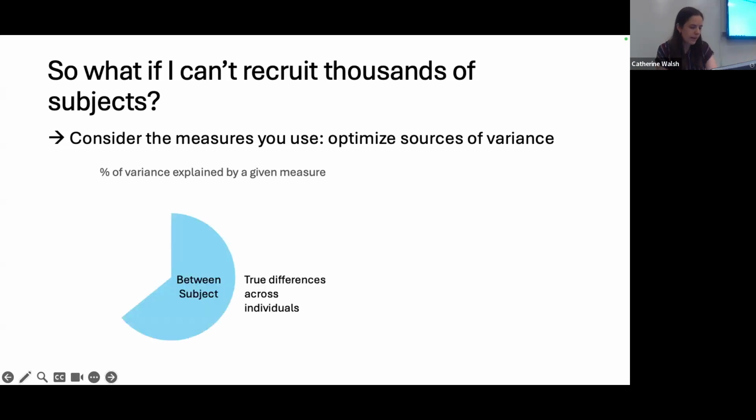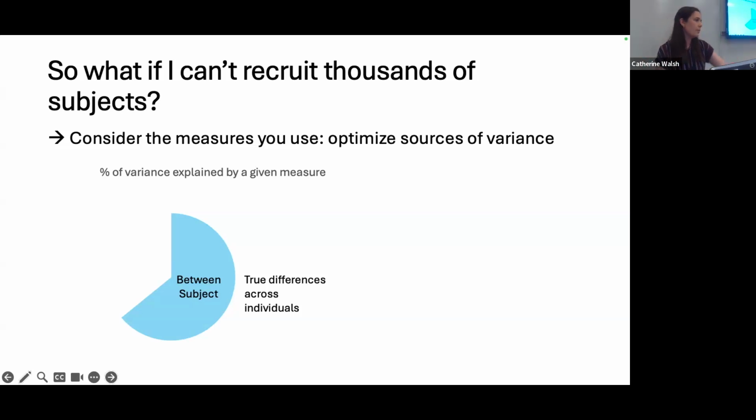So on one hand, we're going to have true differences across individuals. Maybe Tyler is just better at memorizing faces than I am. There's some difference that is kind of stable. Tyler is saying no, but I don't know if that's true. But yeah, so there's true difference across individuals. It's just going to happen across time.